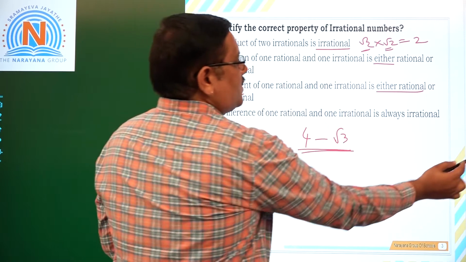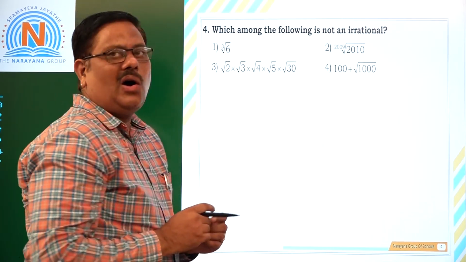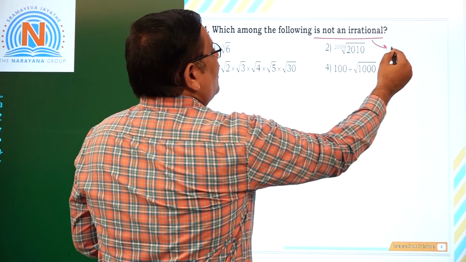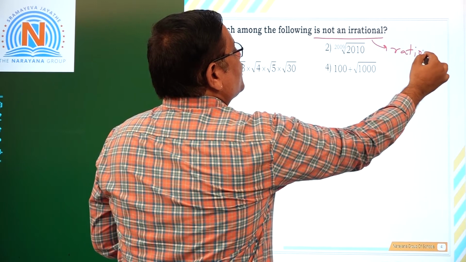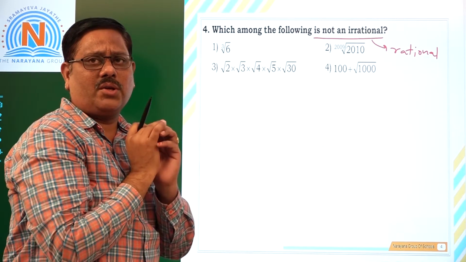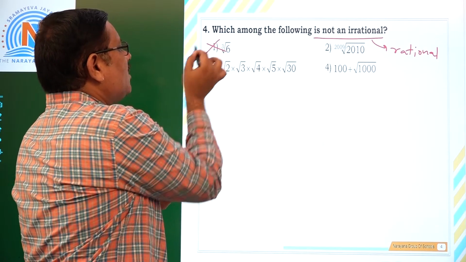Okay. Now we'll move to the next question. Which among the following is not an irrational? Not an irrational means rational. If you take the cube root of 6, 6 is not a perfect cube. So the cube root of 6 is definitely irrational. So it is not rational.